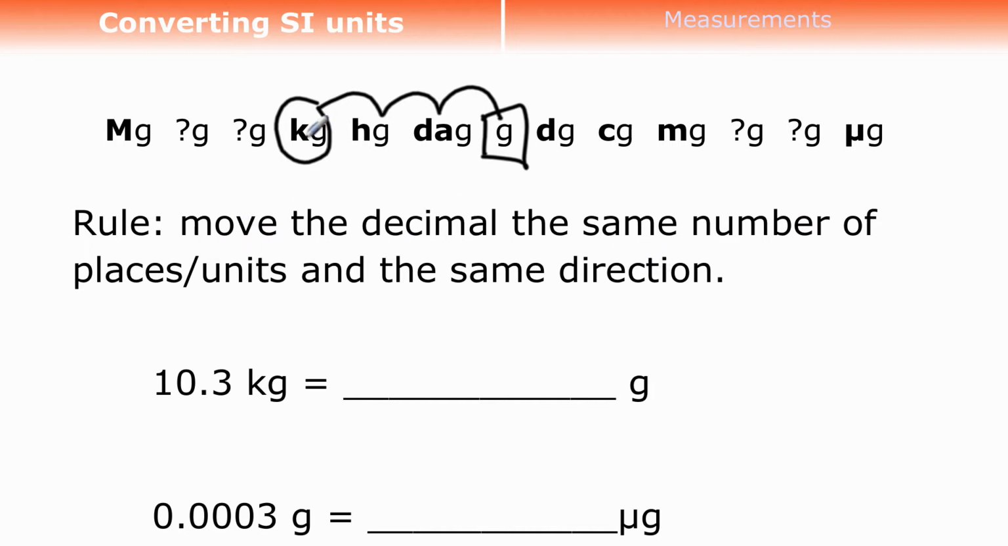So if I'm starting here, I have to go down, don't count the one you're on, 1, 2, 3. I have to go down 3 units. Therefore, I need to move my decimal 3 places. So 1, 2, 3. And put my decimal there. Looks like I need to add 2 zeros in there. So I'll rewrite the numbers 10, 3, 0, 0, and my decimal point is at the end. I won't write it in, but that's where it's at. So 10.3 kilograms is the same thing as 10,300 grams.